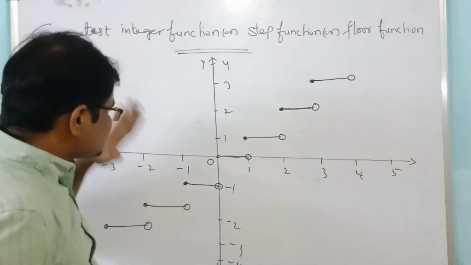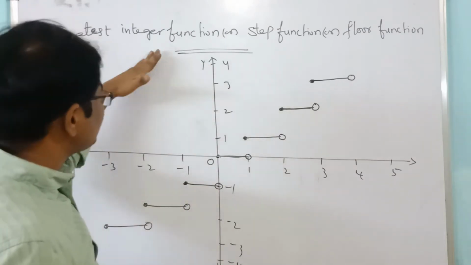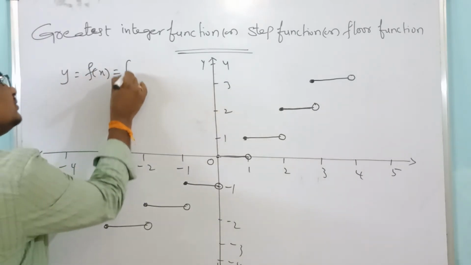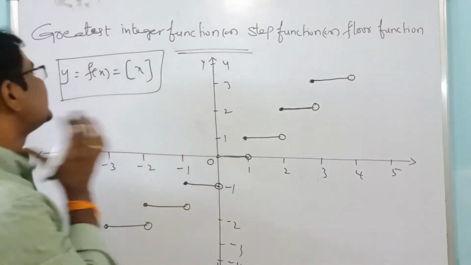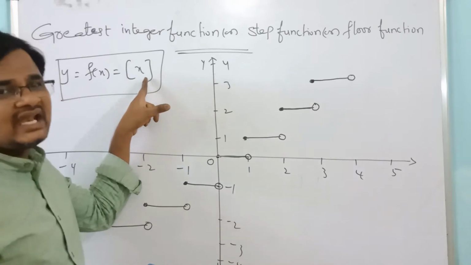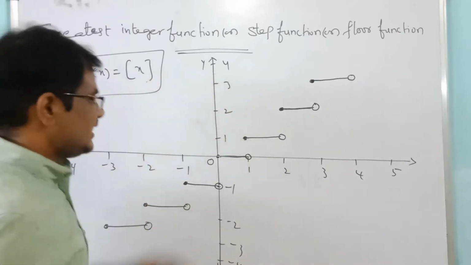So here, what is the domain and the range of this graph? Domain and range of the function y equal to f of x equal to this one, the greatest integer function, where this one is the greatest integer less than or equal to x.